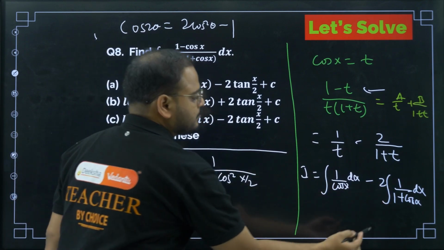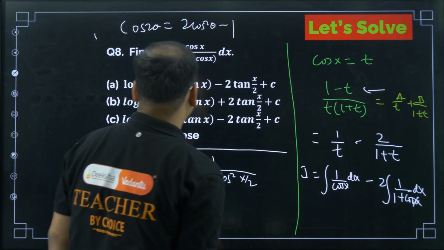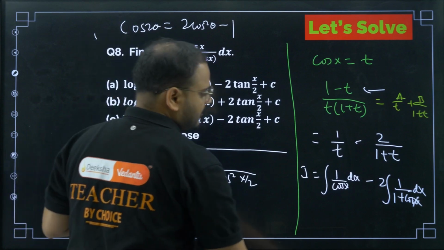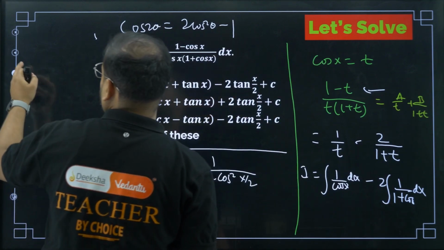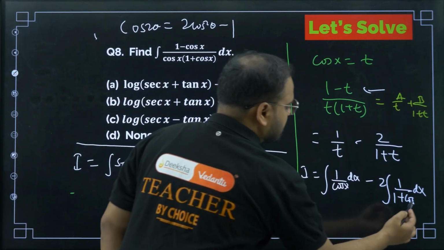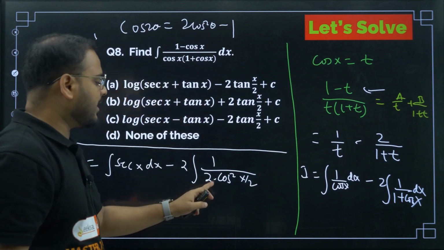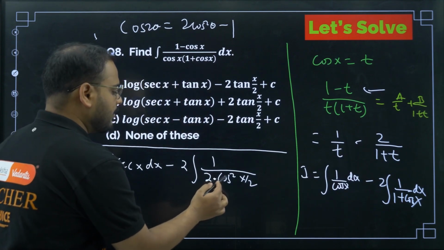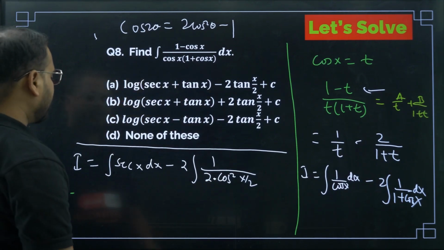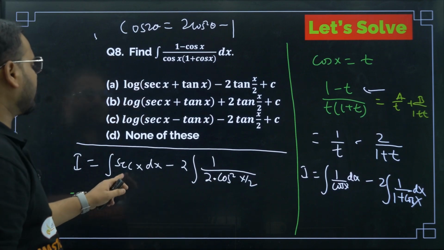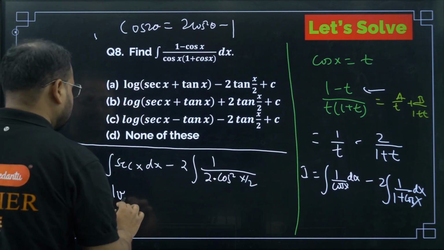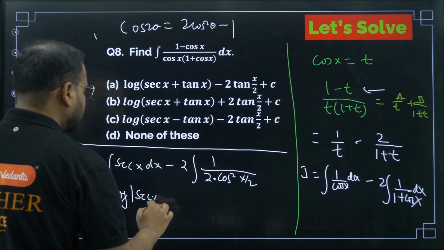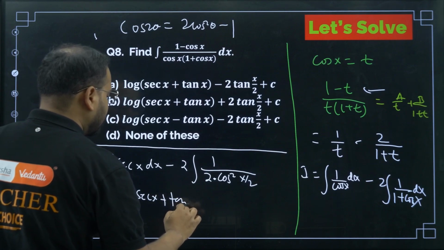This is cos x. Have a look. So I'll get the angle of a square as x by 2, cos square x by 2. So what is the integration of sec x? Log of sec x plus tan x.